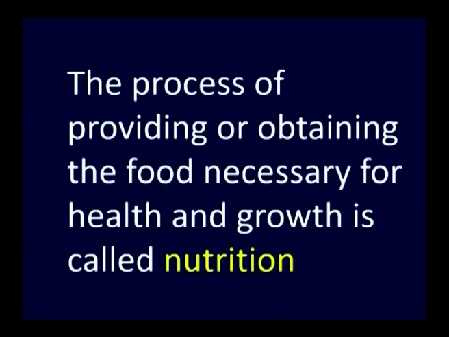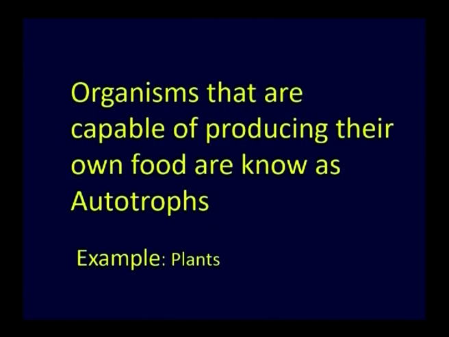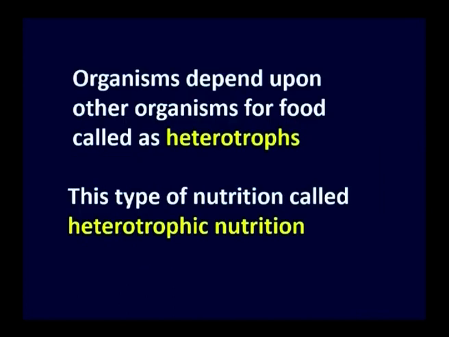First, the process of providing and obtaining food material for growth and health is called nutrition. Next, organisms that prepare food material by themselves are called autotrophs, and this type of nutrition is called autotrophic nutrition. An example is plants. Organisms that depend on other organisms for food are called heterotrophs, and this type of nutrition is called heterotrophic nutrition.